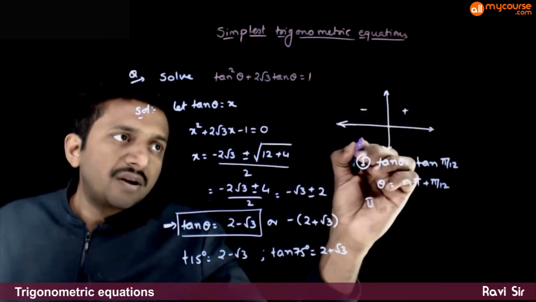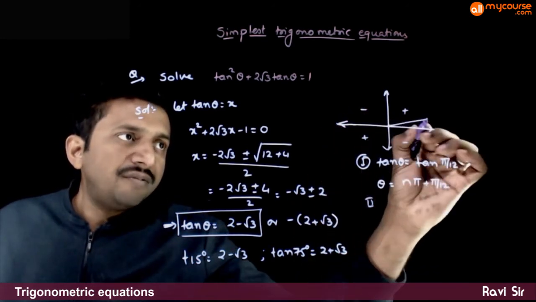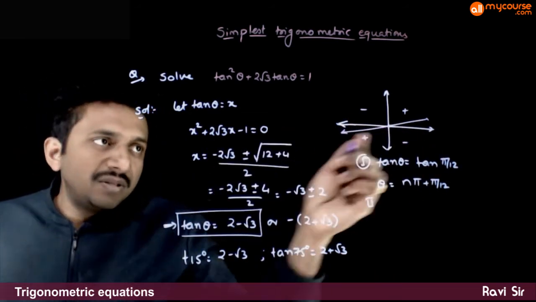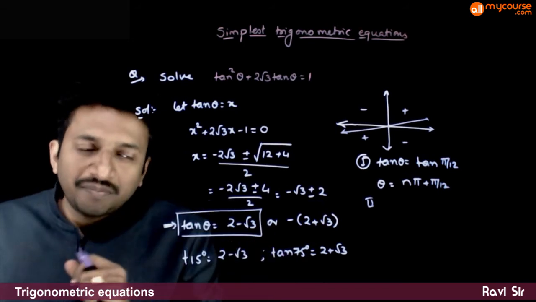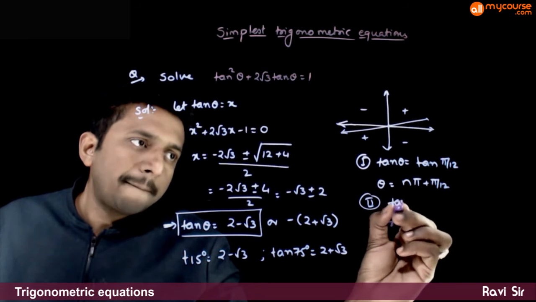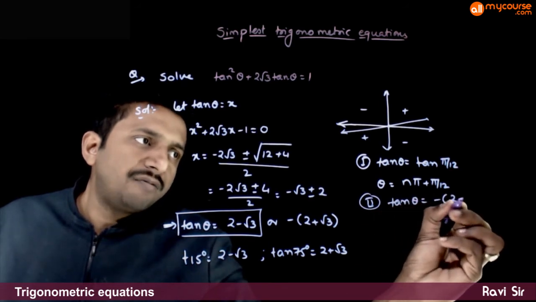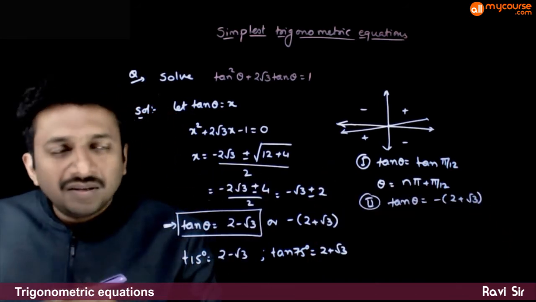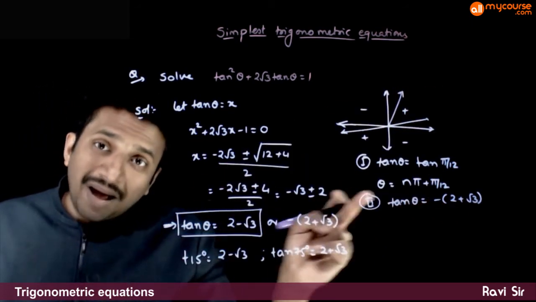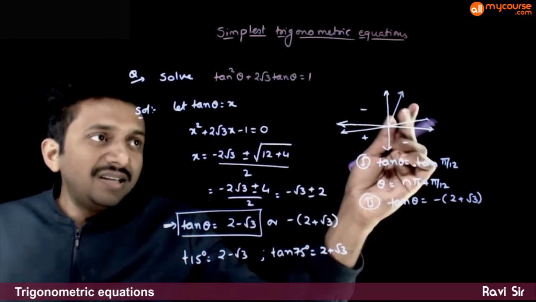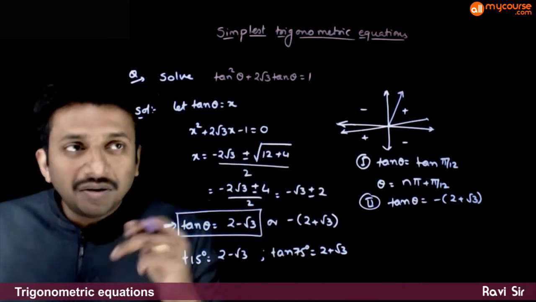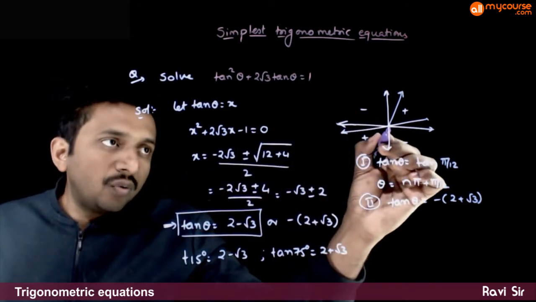So 2 minus root 3 corresponds to 15 degrees. The quadrant diagram is this. So you have 15 degrees and pi plus 15 degrees. These are the two positions corresponding to this number. Next, you have tan theta is equal to minus of 2 plus root 3. So we know that 2 plus root 3 corresponds to 75 degrees. I want minus of 2 plus root 3. So obviously, if tan theta is negative, theta belongs to either the fourth or the second quadrant. You can go to any quadrant. I'll go to the fourth quadrant.